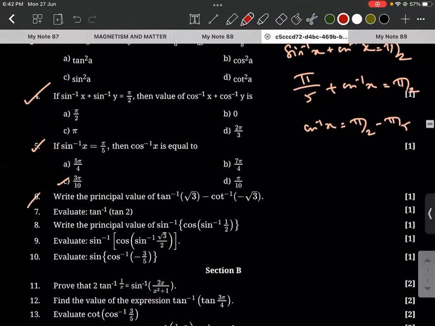Write the principal value of tan inverse of root 3. Tan inverse of root 3, what is the principal value? Pi by 3. Cot inverse of root 3?